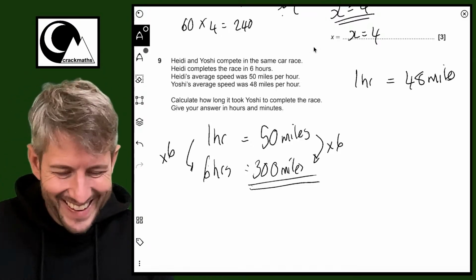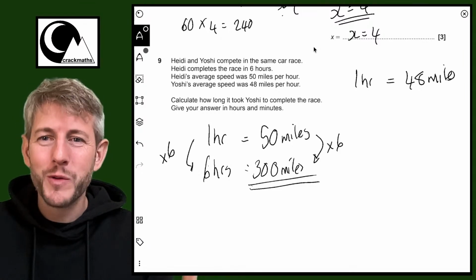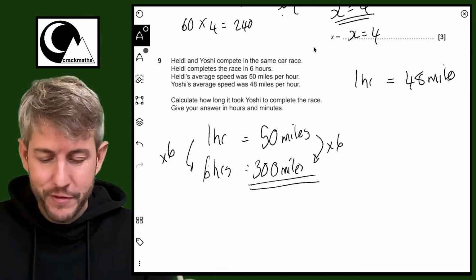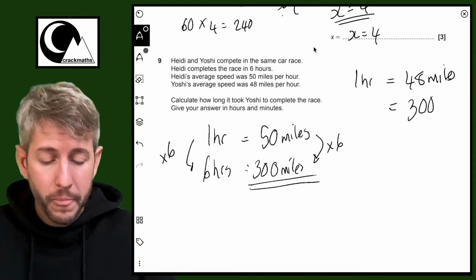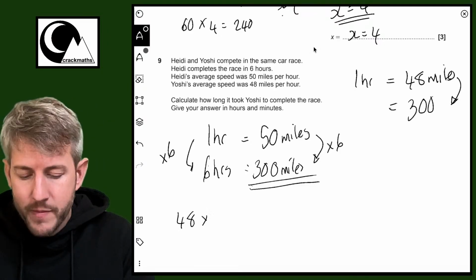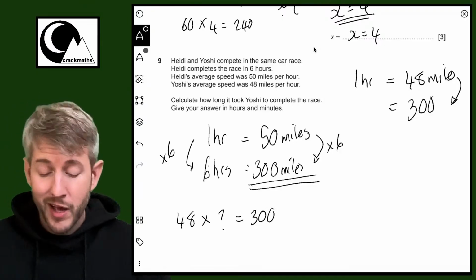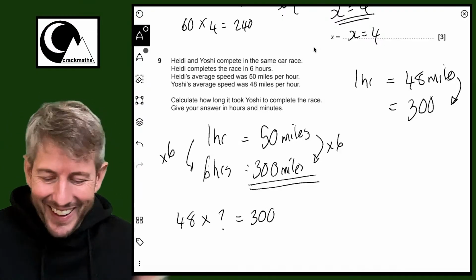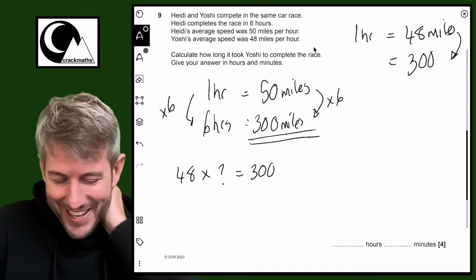Hello. So in 1 hour, Yoshi travels 48 miles. So what we have to think about is how many hours would it take them to get to 300? So in other words, we're looking for 48 times what equals 300. Right, okay. How do we do this? Right, this is a tricky one.